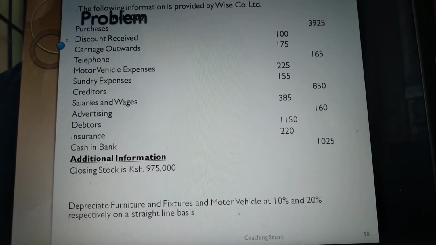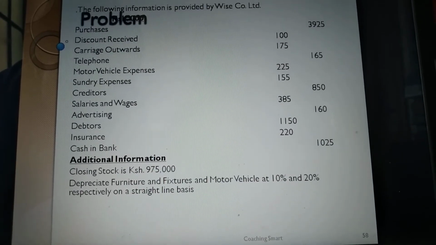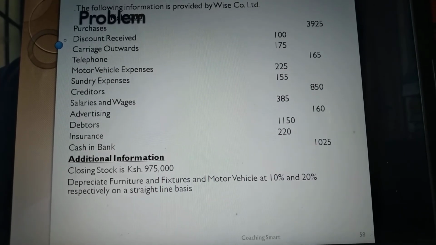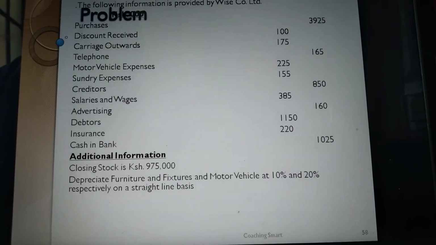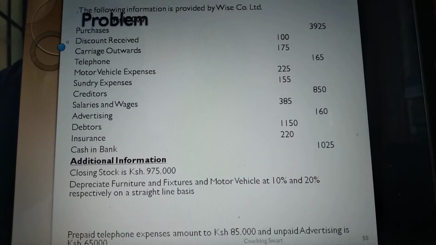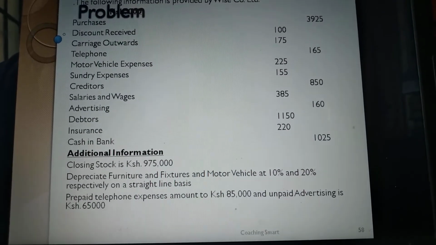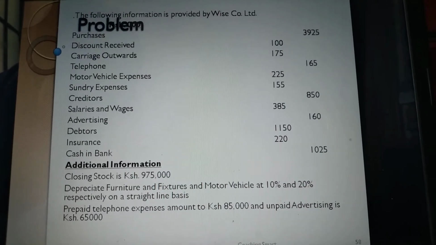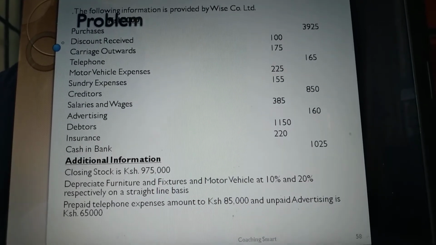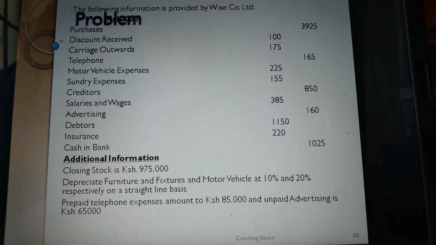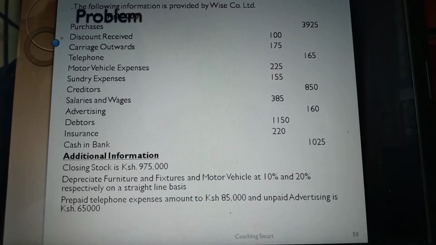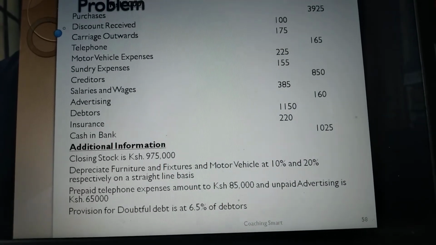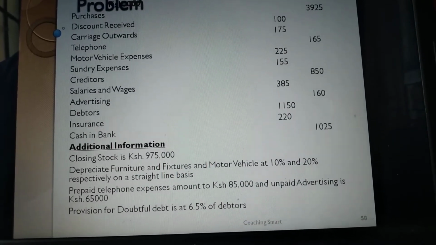Closing stock is 975,000 shillings. Depreciation of furniture and fixtures and motor vehicle at 10% and 20% respectively on straight line basis. Prepaid telephone expenses amount to shillings 85,000 and paid advertising is 65,000. Provision for doubtful debts is at 6.5% of debtors.